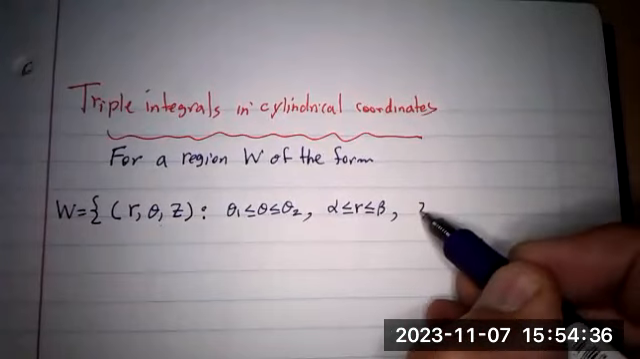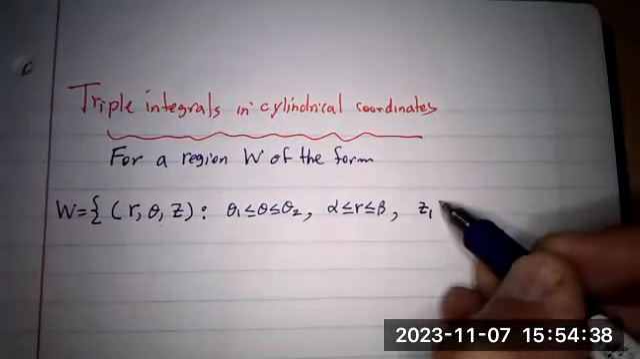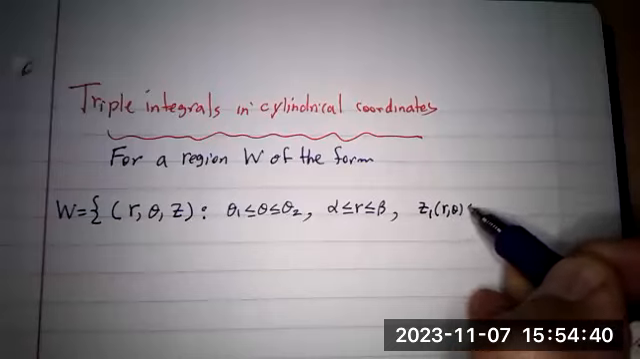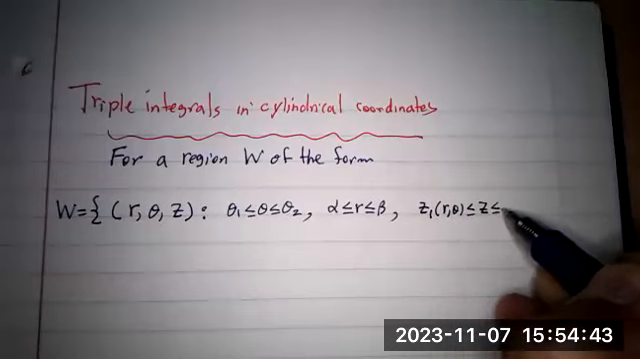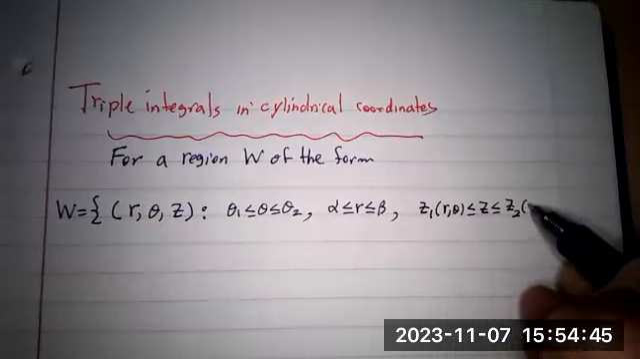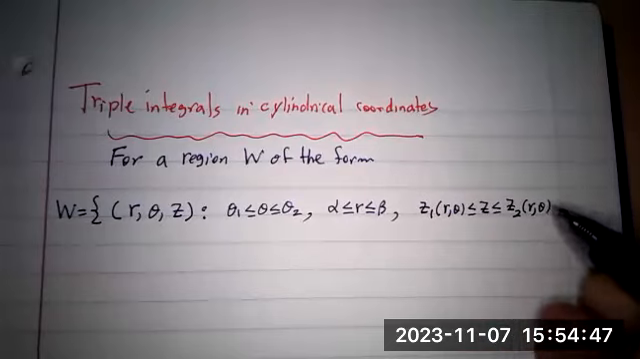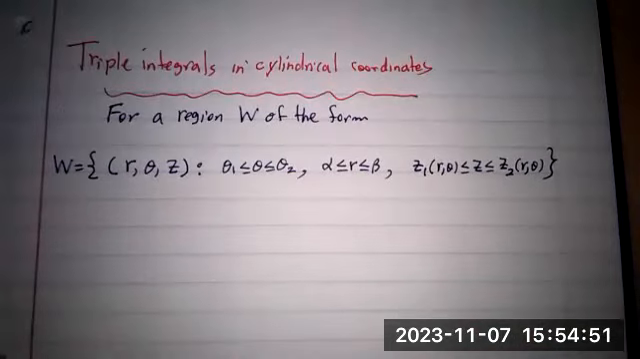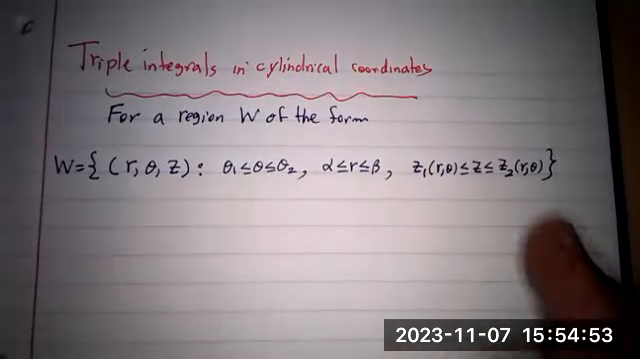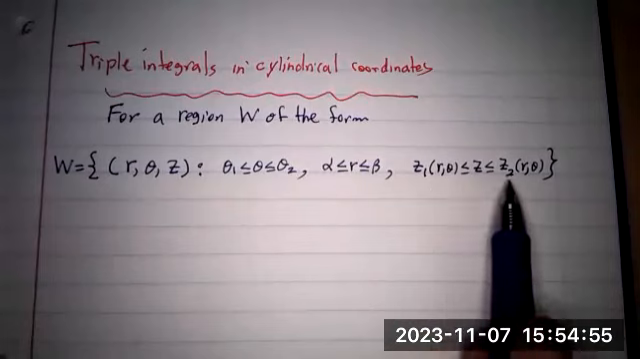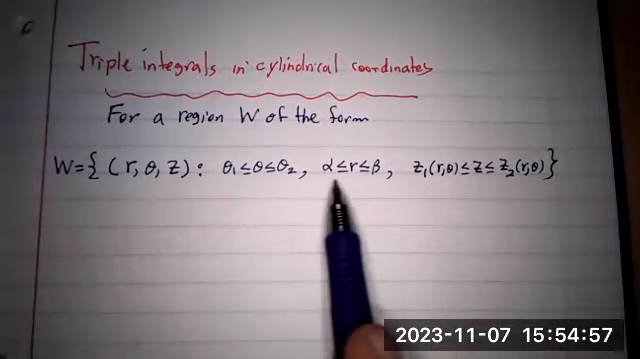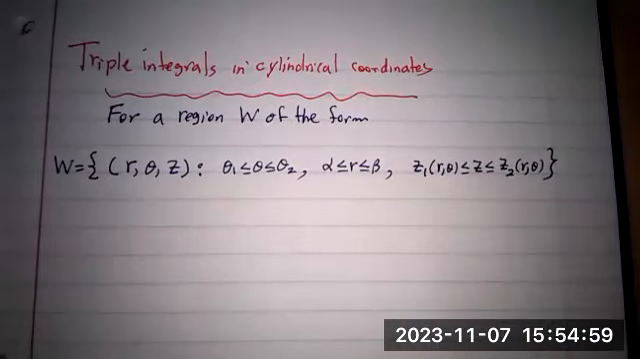I'm going to call it z1. It may be a fixed number. So z1 of r and theta is less than or equal to z, which is less than or equal to z2, and this can also be a function of r and theta. So we have a collection of points in this format. The first one can be a function of r and theta, but the other two are usually fixed numbers.